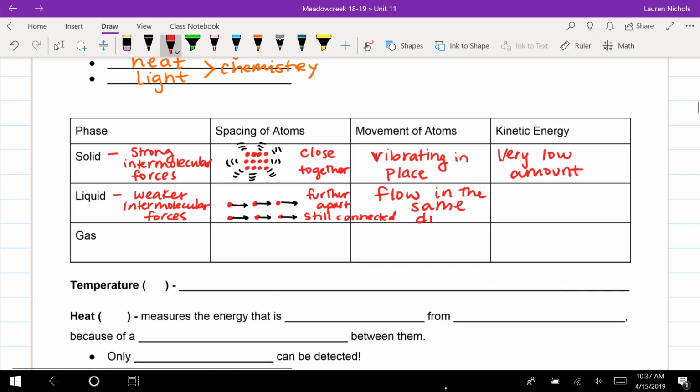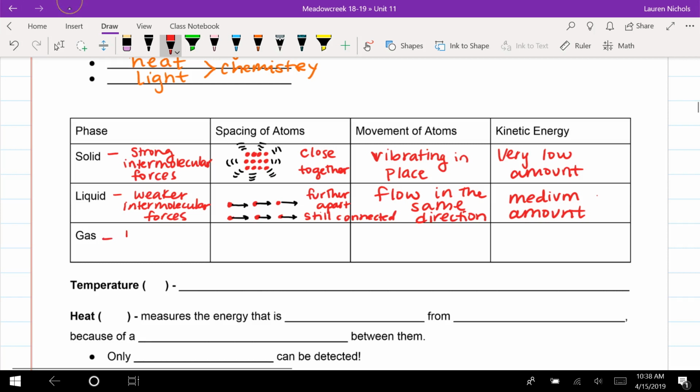That's key. If I pour out my water bottle, or if you look at a river, you don't see half of the water flowing one direction and half of the water flowing in the other direction. It's the same direction. Now, with the kinetic energy, they're going to have, we'll just use medium for lack of a better term, a medium amount of kinetic energy, definitely more than a solid, but less than a gas.